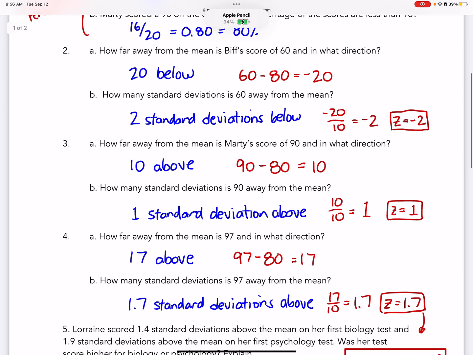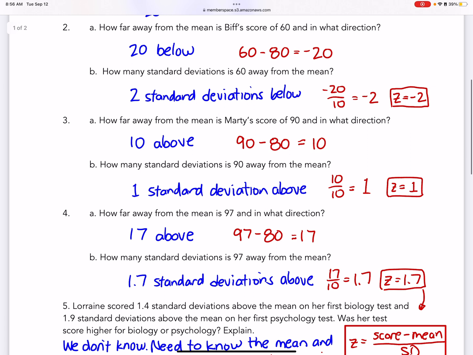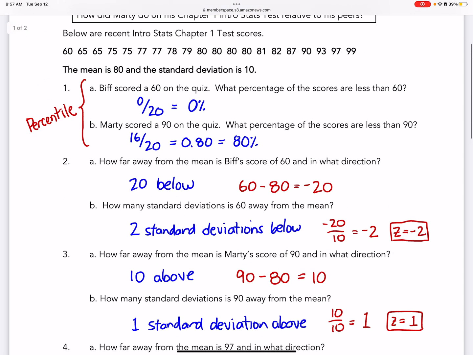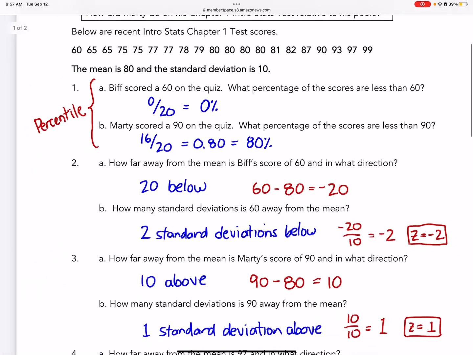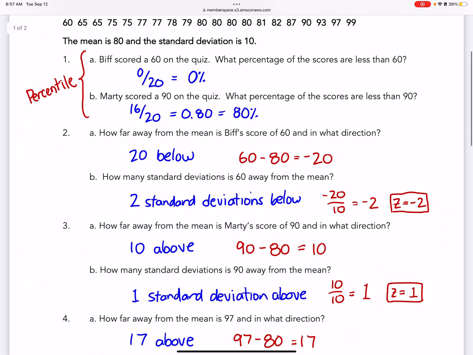How far away from the mean is Biff's score of 60 and in what direction? So I'm going to do the observed value of 60 minus the mean, which is 80. 60 minus 80 is negative 20, and that's 20 below. So how many standard deviations is that? Well, guys, the standard deviation that it gave you is 10, and one standard deviation is 10 points, basically. So how many 10s can I fit into 20? That's 2 of them, and I find that by dividing.